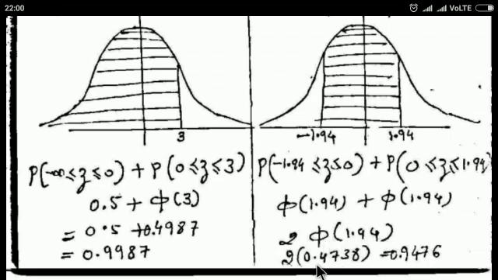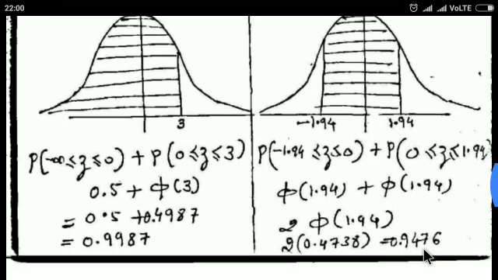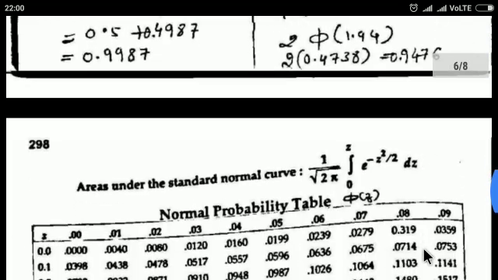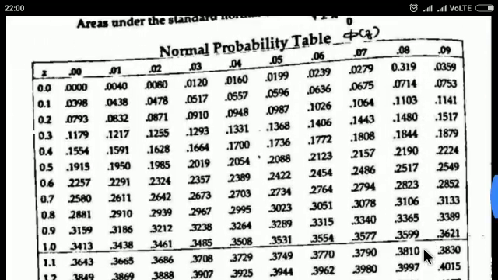From the normal table, phi of 1.94 is 0.4738. So 2 into 0.4738 will give us 0.9476.